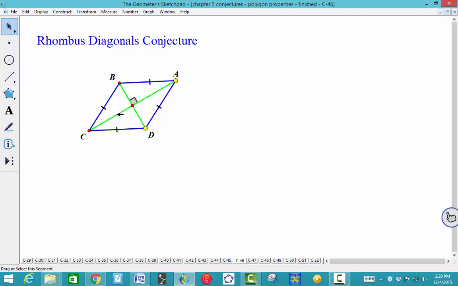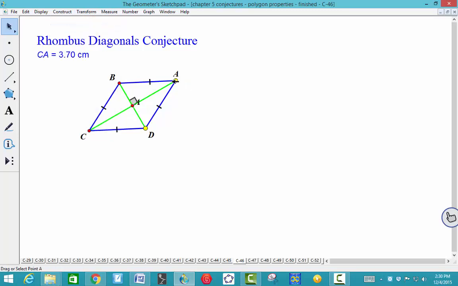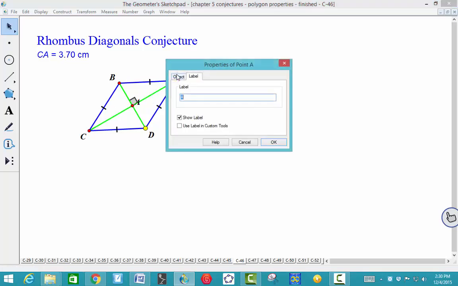I also want to show that the diagonals are bisected. And so what we're going to have to do is select the distance from C to the intersection, and we can measure that distance. Let's change this one then. So if I double click on the A, let me change this to point E.